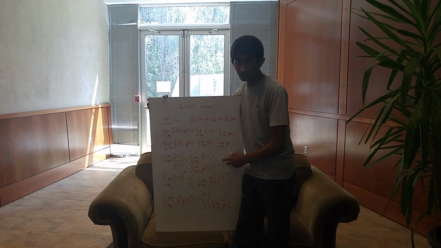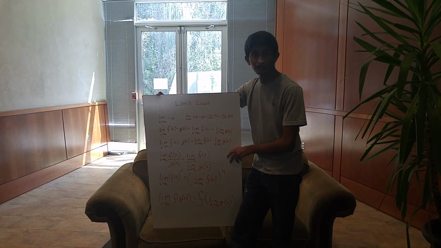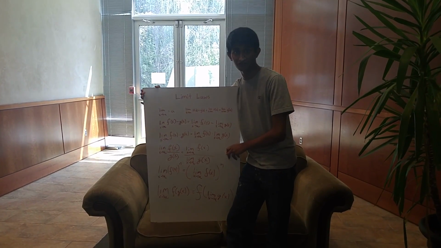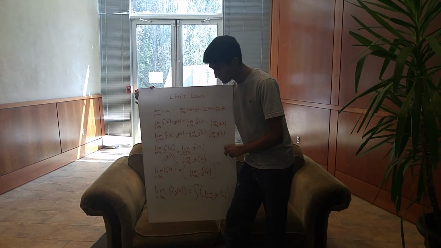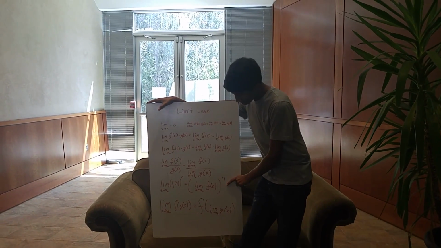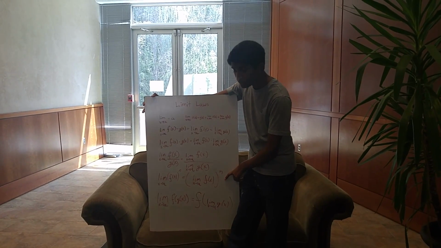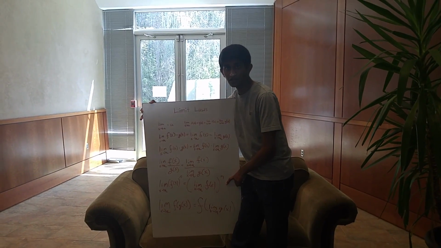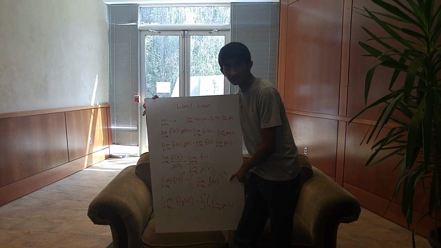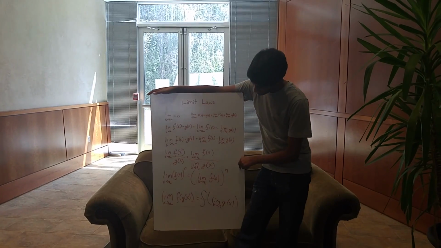Here we have the division limit law, and if there are 2 functions within a limit that are being divided, you can just make it the limit of the numerator divided by the limit of the denominator. Here we have the power limit law. That means that if the inner function of the limit is being raised to any exponent, the entire limit can be raised to that same exponent.